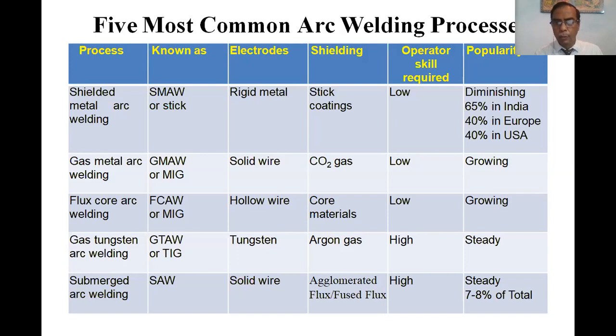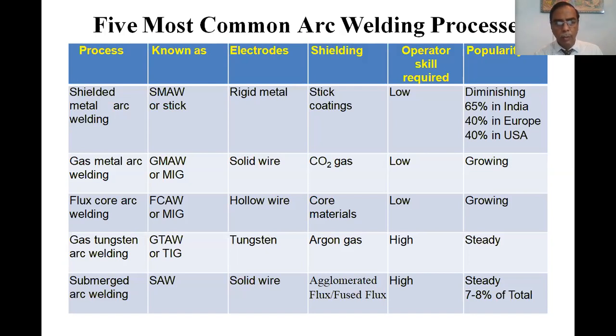But in Europe and USA, 40% of welding is done by manual welding. Gas metal arc welding, GMAW, that is MIG welding, uses solid wire with CO2 gas shielding, and sometimes argon is also used. Operator skill required is low. It is fast growing since it is automatic welding and productivity is higher.